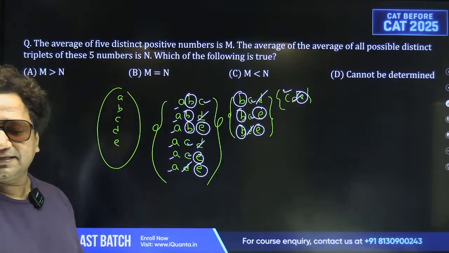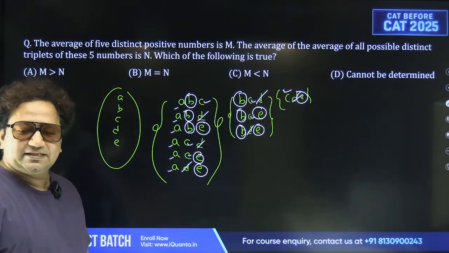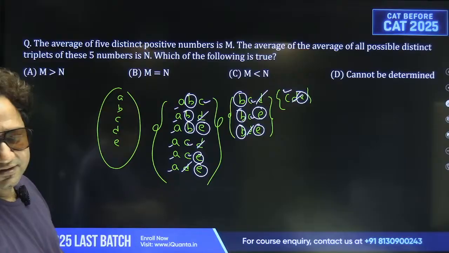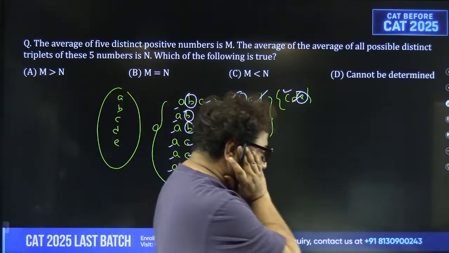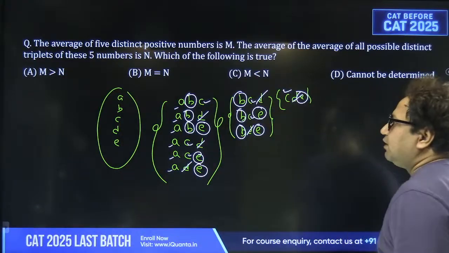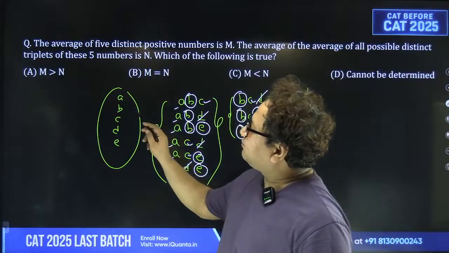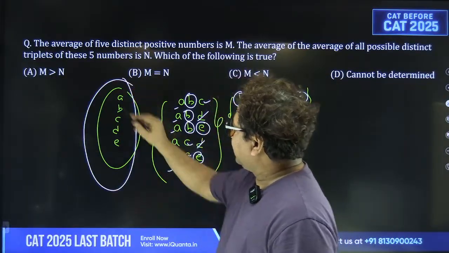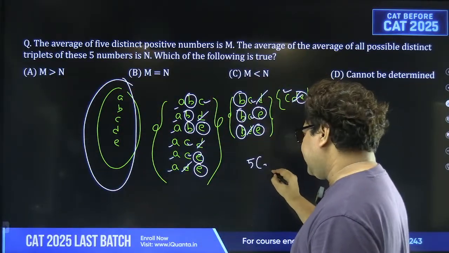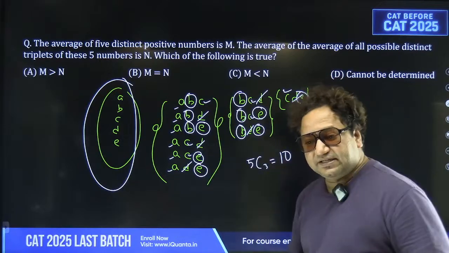Everything is occurring 6 times. Why is that happening? Let's try and understand. All of us know beforehand that if I want to make triplets out of these 5, there will be 5C3 ways to make the triplets. That means I'll be getting 10 triplets in total.